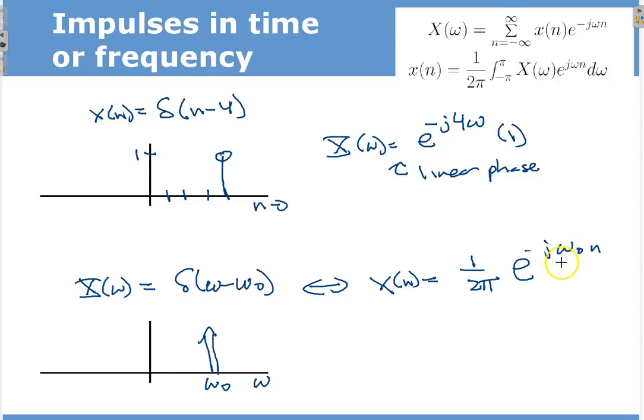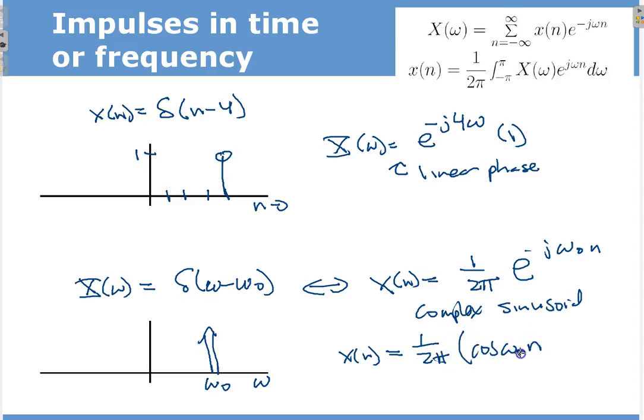This is now, if we plot it in time n, a complex sinusoid. And we'll use this on the next slide. Okay, so we can also say x of n by the Euler formula is 1 over 2 pi times cosine omega naught n minus, because of the minus n up there, j sine omega naught n. So we have a complex signal in this case that we get out if we just have a spike on one side.